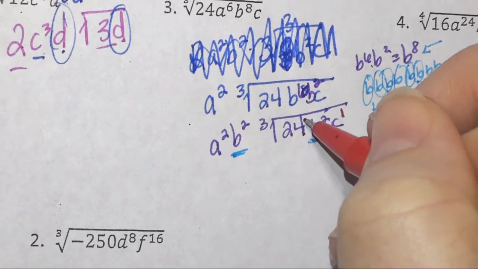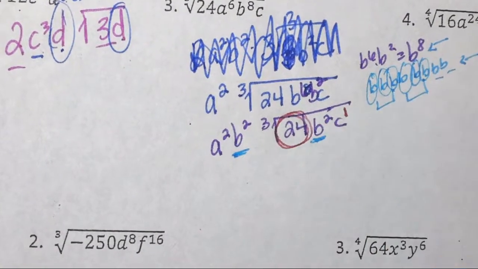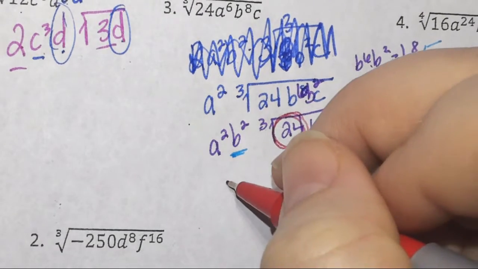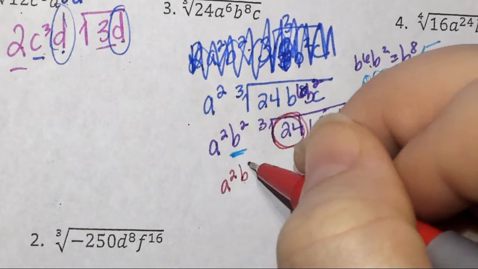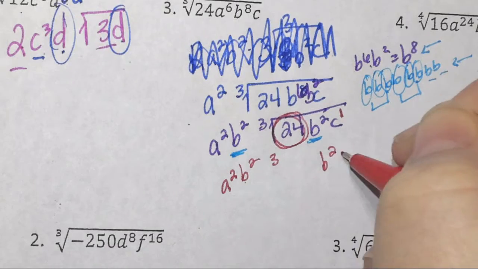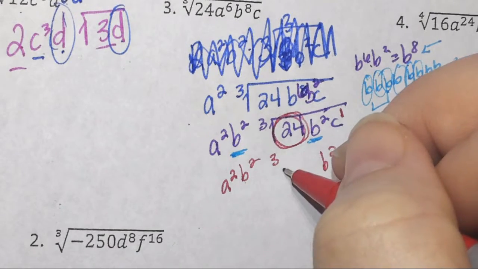Okay, that c to the 1 is never going to be divisible by 3. So I'm done once I break down that 24. I've just got to deal with the 24. So I'm still set with my a squared and my b squared, cube root, b squared, c. I've just got to deal with that 24.